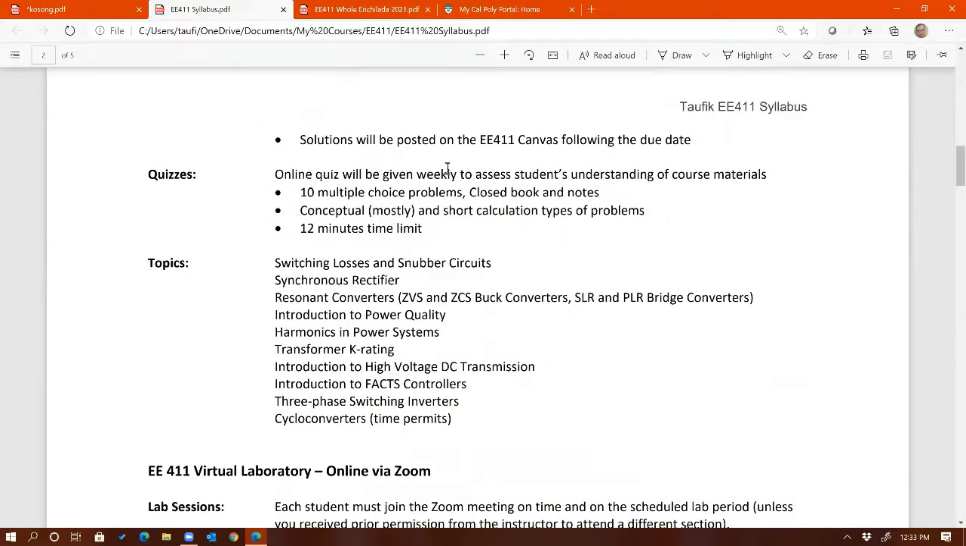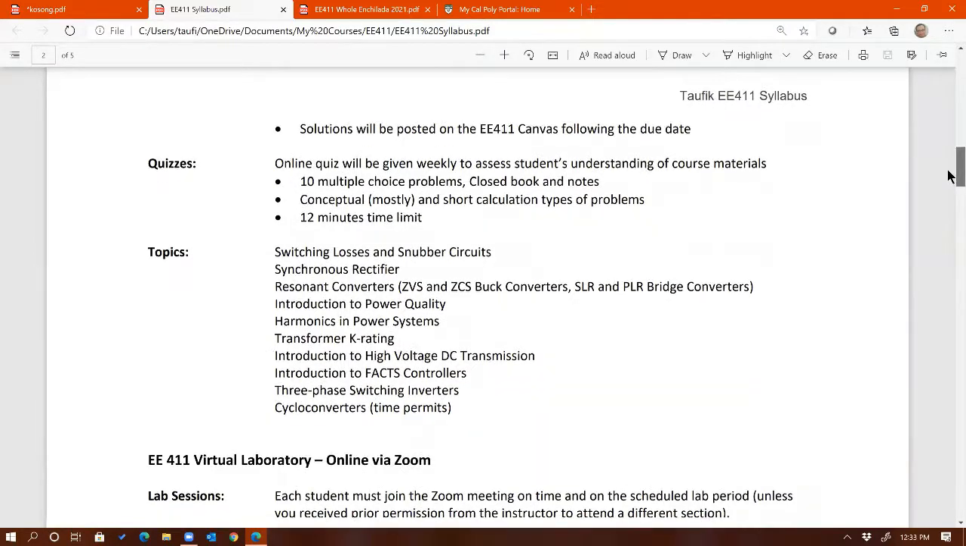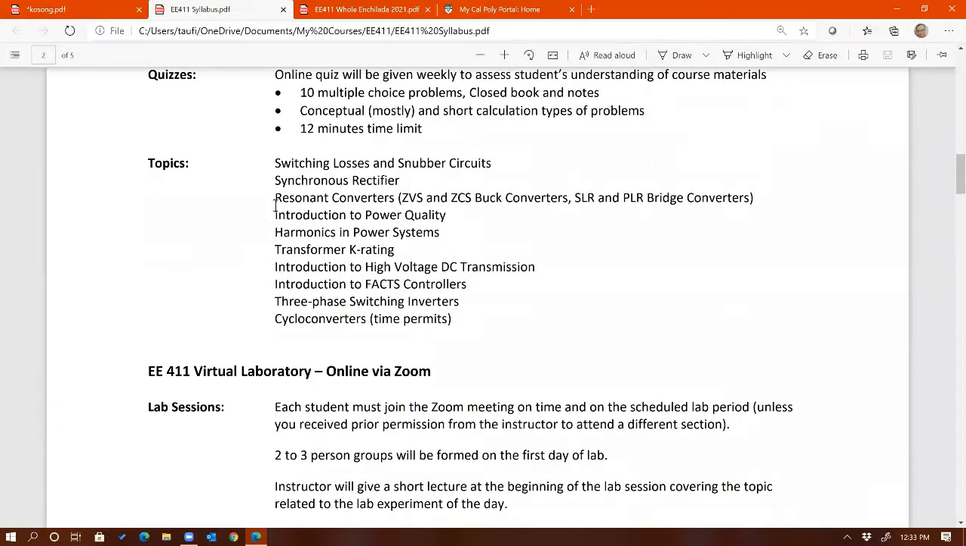Online quizzes will be given weekly to assess students' understanding of course materials. 10 multiple choice problems, closed book and notes, conceptual mostly, and short calculation types of problems, if any. Right? And there's a limit on taking these quizzes. These are the topics that we'll cover in this class.